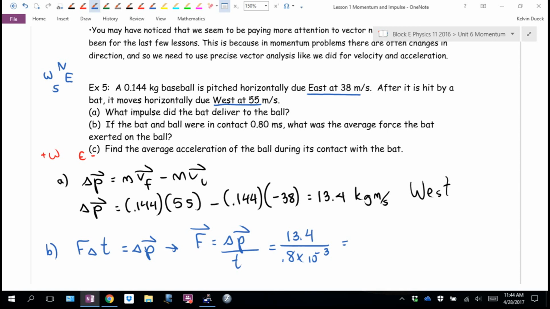What'd you get? 16,740. So did you use the 13.4 or did you use your answer button? Yeah, 16,740. I'll go 16,700 newtons. Did you get a positive answer or a negative answer? So if we wanted to say what direction the force was, what direction would this force be in, if I'd asked that? West.